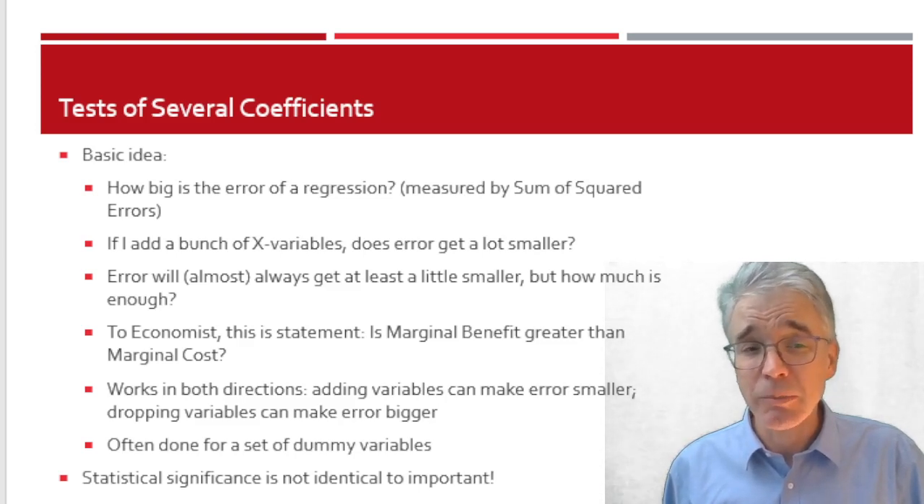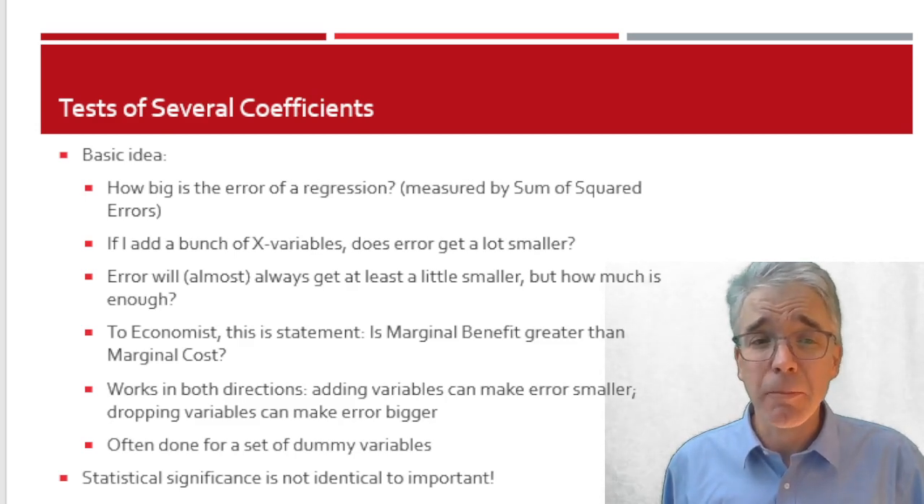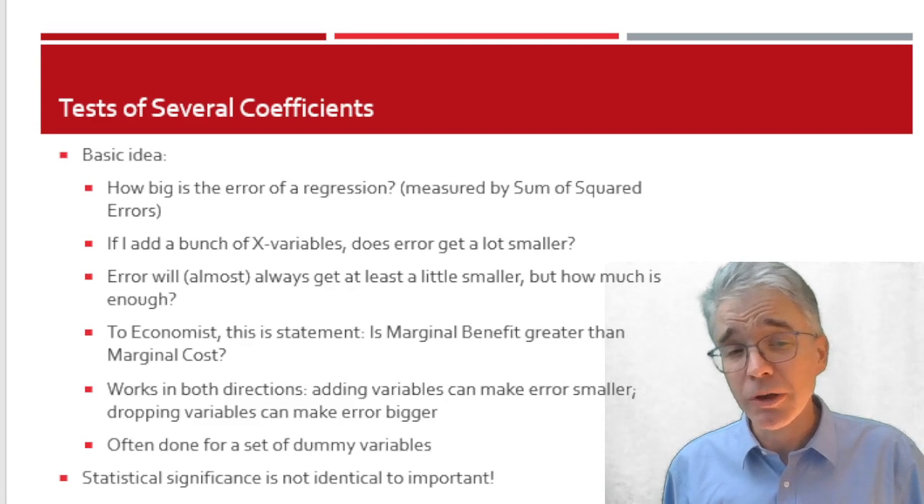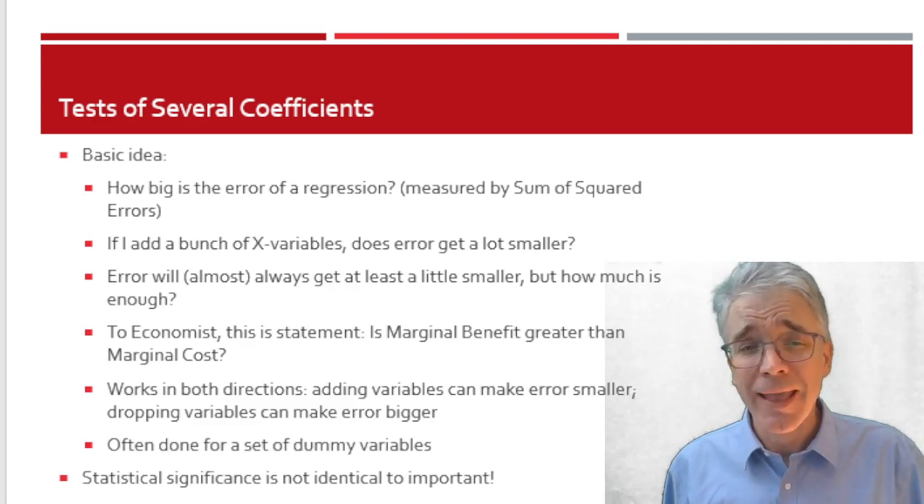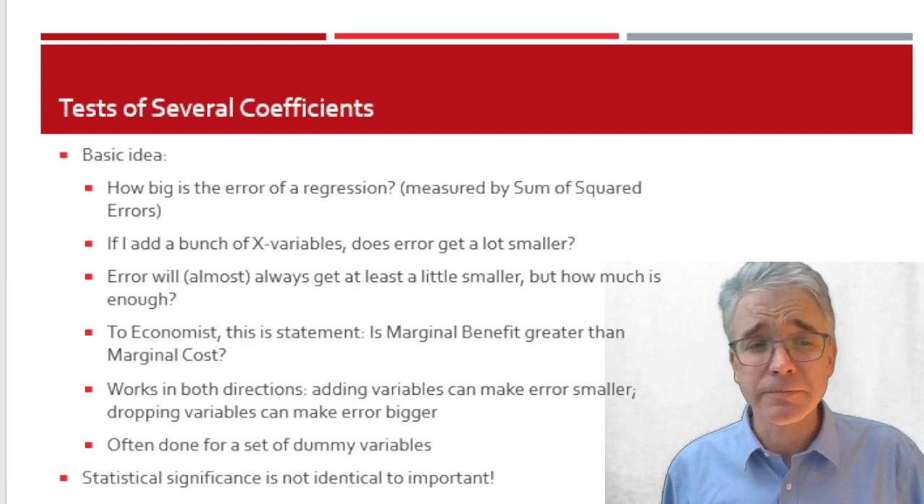Adding x variables makes the error smaller. Dropping x variables makes the error bigger. What's the best choice? Adding a set of variables and asking about their marginal benefit in the model is often done in the case where I have a set of dummy variables, such as a set of education dummies.